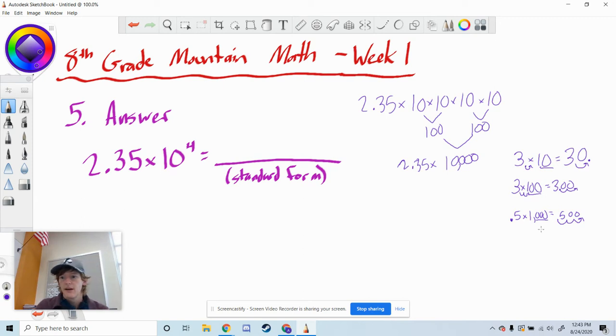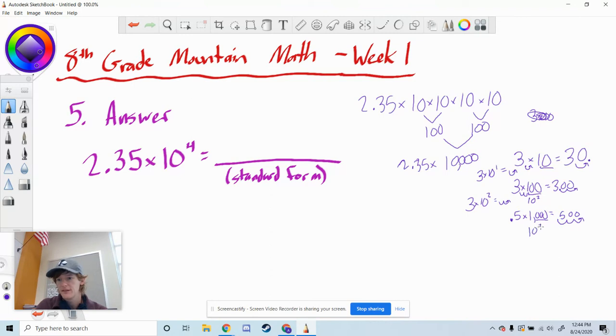So we could think about these again. This is 3 times, I'll put it down here, 3 times 10 to the 1. We move the decimal 1 time. 100 is 10 to the 2nd power. So 3 times 10 to the 2nd. We moved our decimal point 2 times.